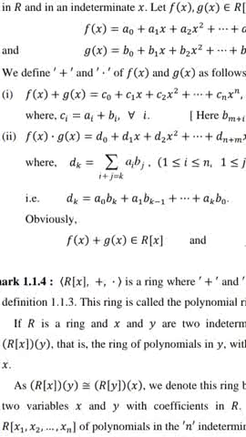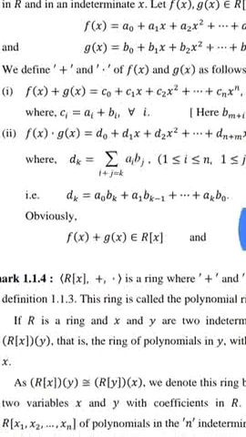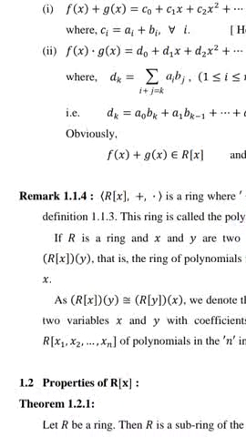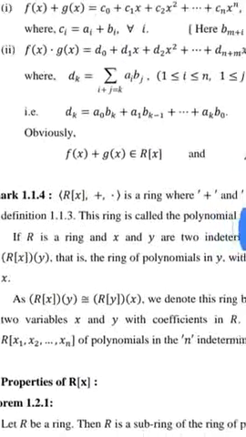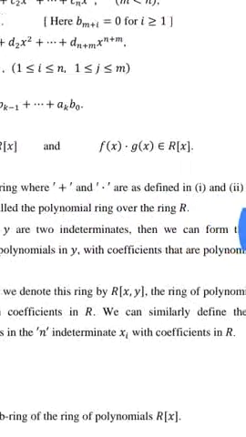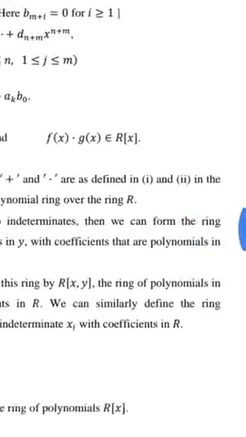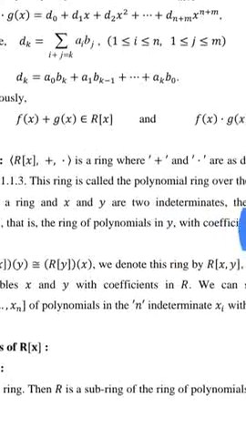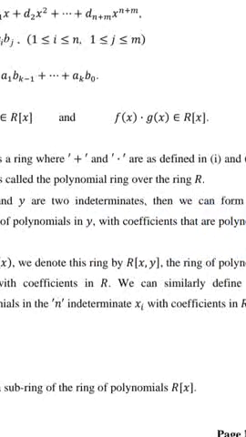Obviously f(x) plus g(x) belongs to R[x] and f(x) into g(x) belongs to R[x]. Remark: R[x] with plus and dot is a ring, where plus and dot are defined in the first and second parts of the definition. This ring is called the polynomial ring over the ring R.